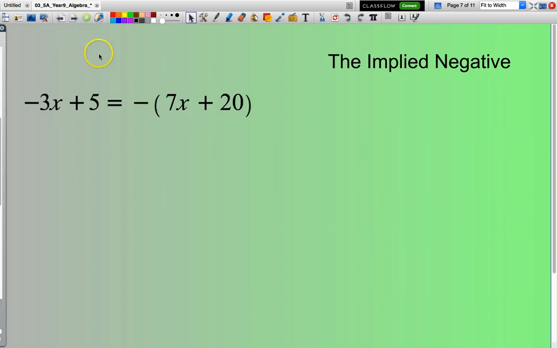Off to the next one. Now, this time, my implied negative is here. It's a minus 1 that's in here. So expanding that out, I'll have negative 7x minus 20.